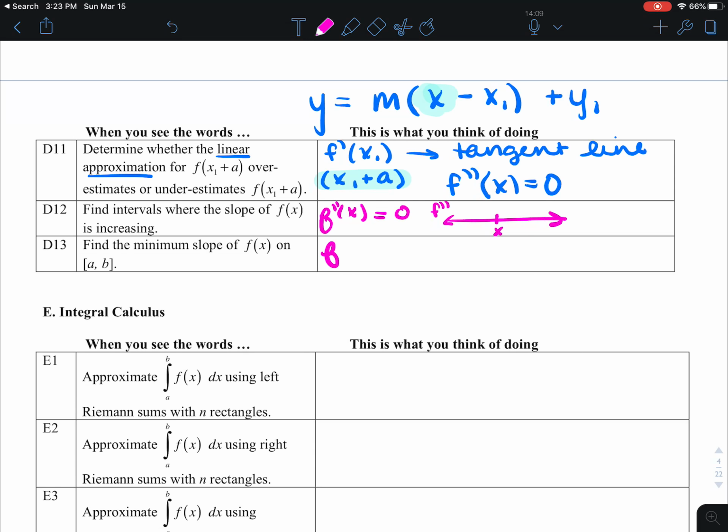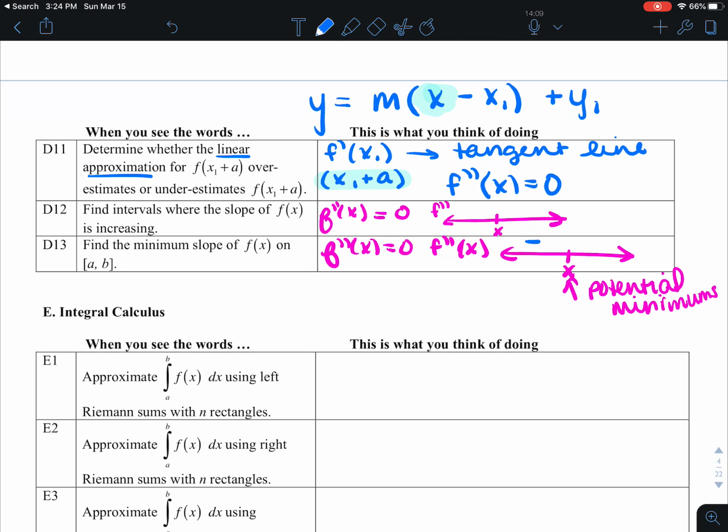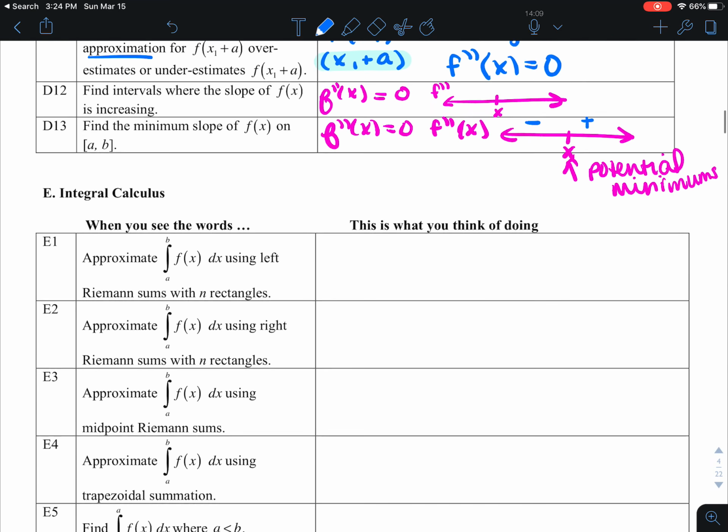So let me write that down. F double prime of x equals 0. Sign chart again. This is a very tiny box for a lot of writing. And then these are potential minimums. But what you're looking for is where it was decreasing and then increasing. After you get that, you plug those values in and see which one is the minimum.